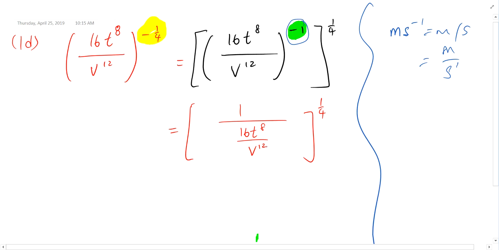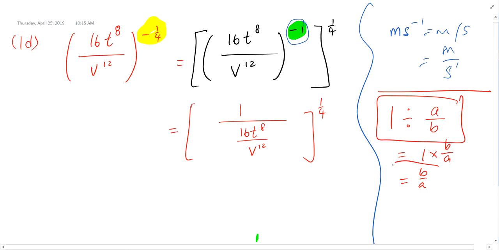Okay, so 1 divided by a fraction. What do you remember from our primary school? 1 divided by, for example, a over b equals to? 1 times b over a, which is the same as b over a, right? So when we have 1 divided by a over b, the answer straight away is b over a. Just flip it around. So in this case, I have over power 1 over 4. What is in my fraction over here? V power 12 divided by 16t power 8. Okay, so far?